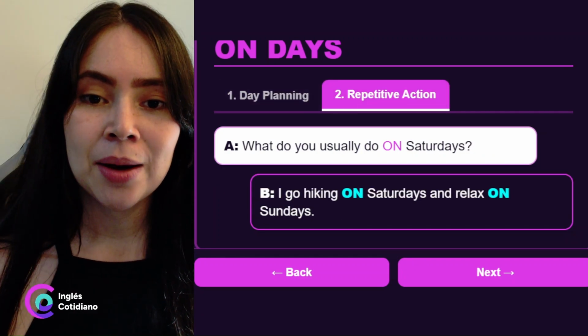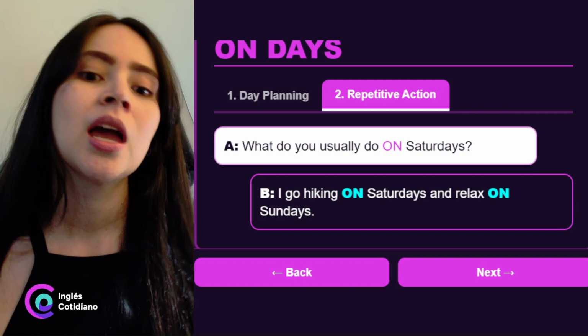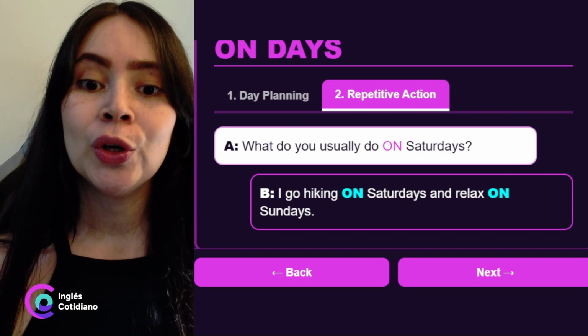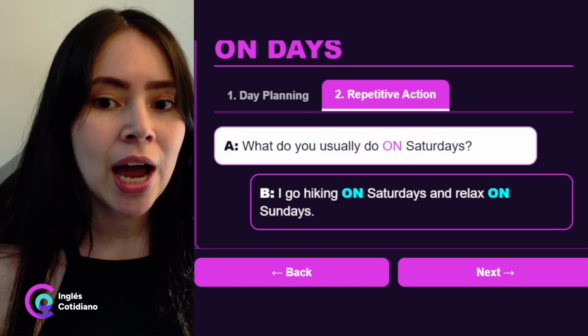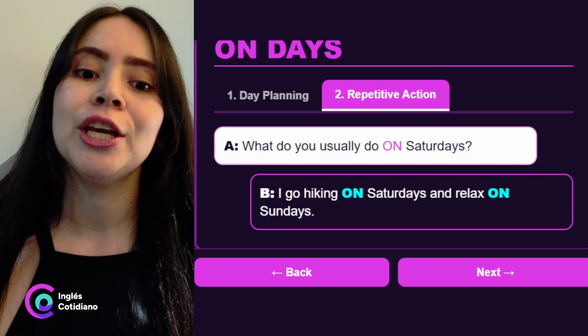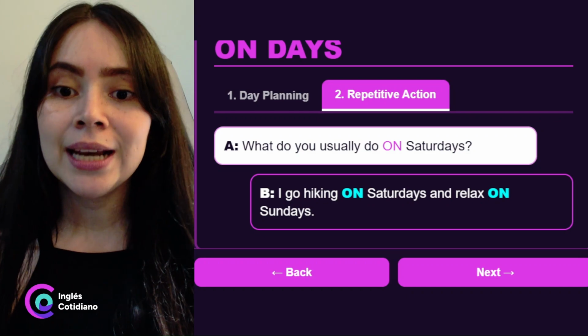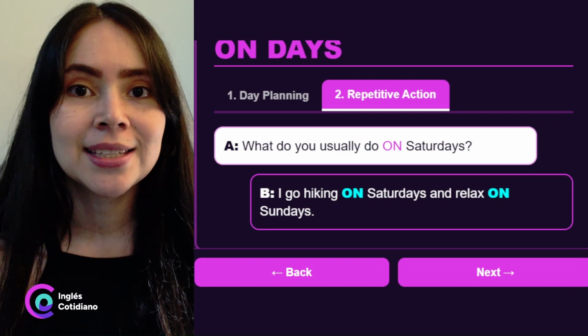Let's see the second example in context about repetitive action. Person A, "What do you usually do on Saturdays?" Person B says, "I go hiking on Saturdays and relax on Sundays."